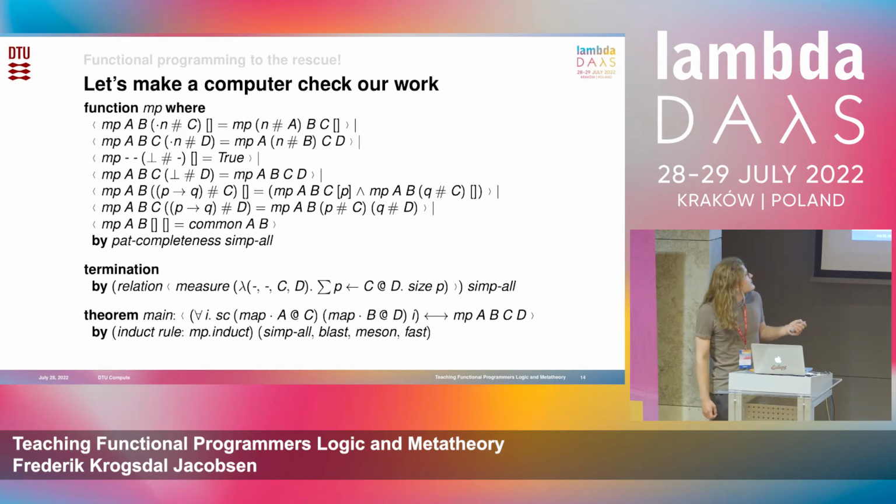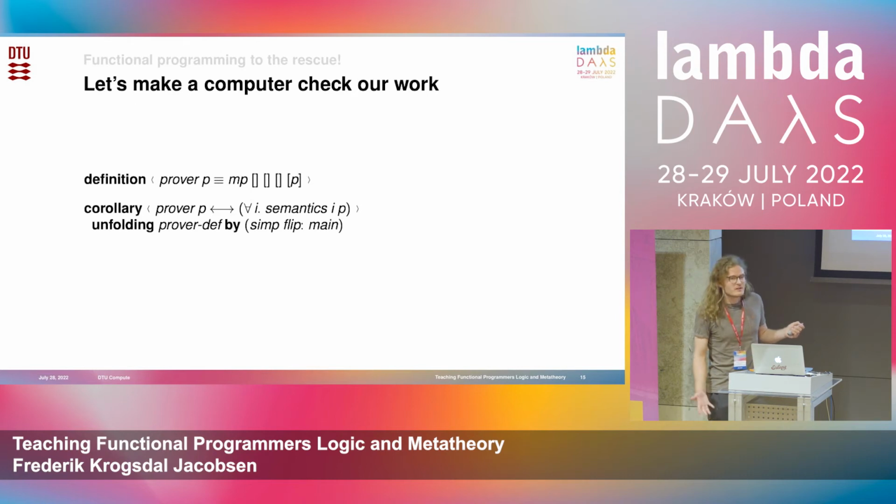Okay, and so finally we can say, what if we don't have any assumptions? We just want to prove some formula. Then we just put in the formula, let everything else be empty, so no assumptions. And then we get exactly that the prover returns true if and only if for all interpretations, so assignments of true and false to propositions, the formula is true in all those interpretations. And this is just a simple consequence of the previous theorem.